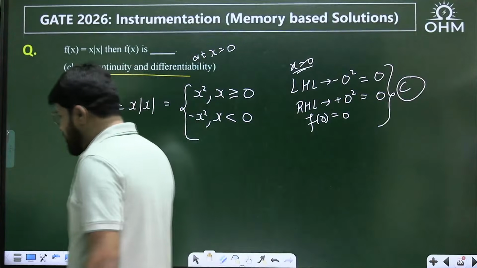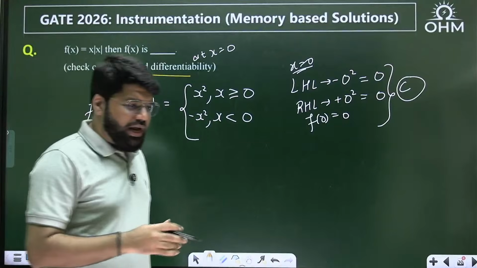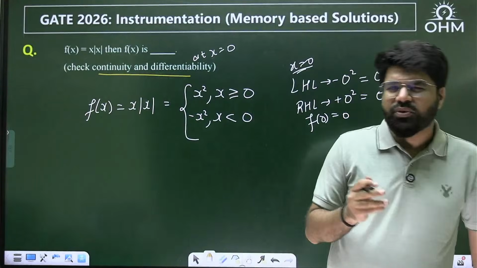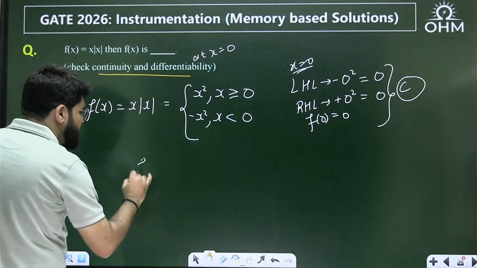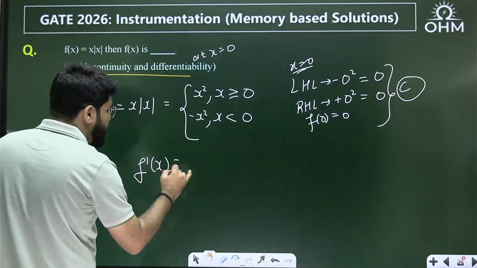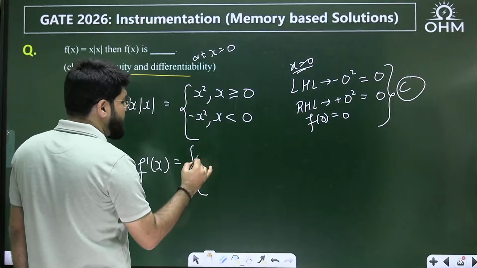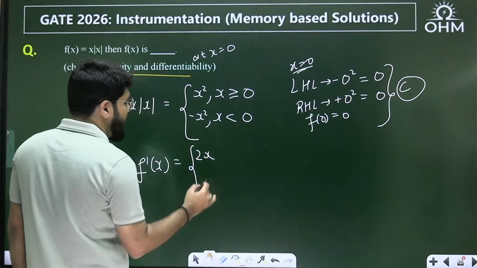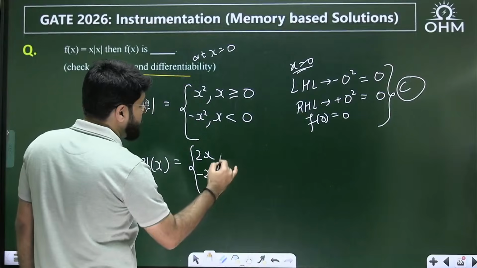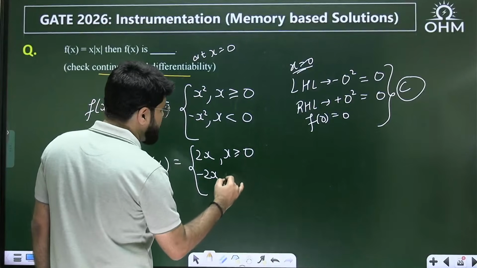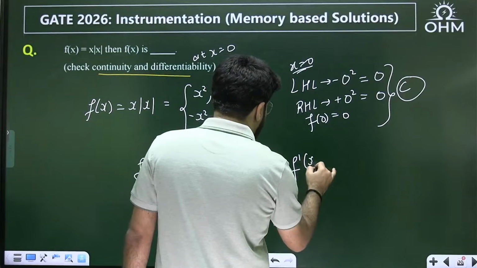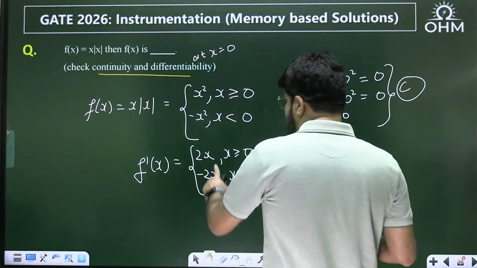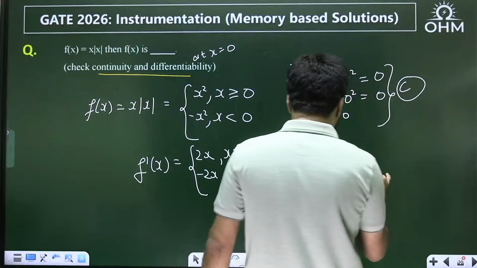Continuity is there. Many students here, as far as I noted with discussions, were slightly confused about differentiability. See, what is the derivative of this function? What is going to be the derivative of this function? x square derivative, 2x. Minus x square derivative, minus 2x. This is for x greater than or equal to 0, and this is for x less than 0. So I can also say that the derivative of this function, if you take 2 outside, x and minus x again makes a modulus x function.